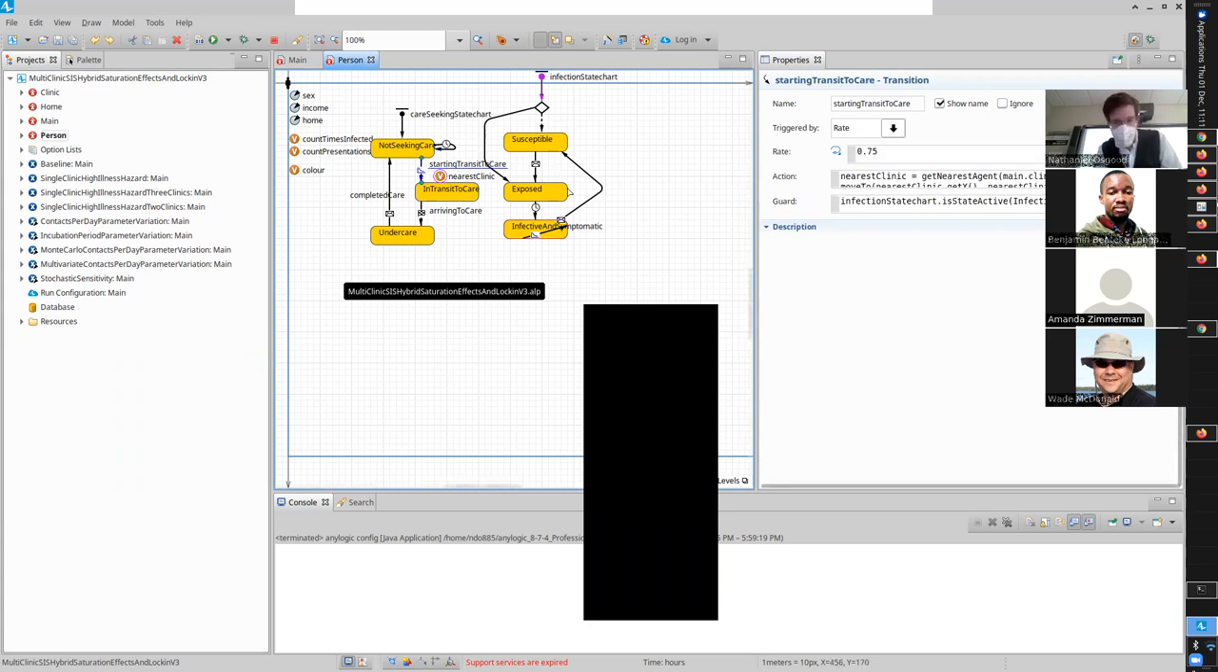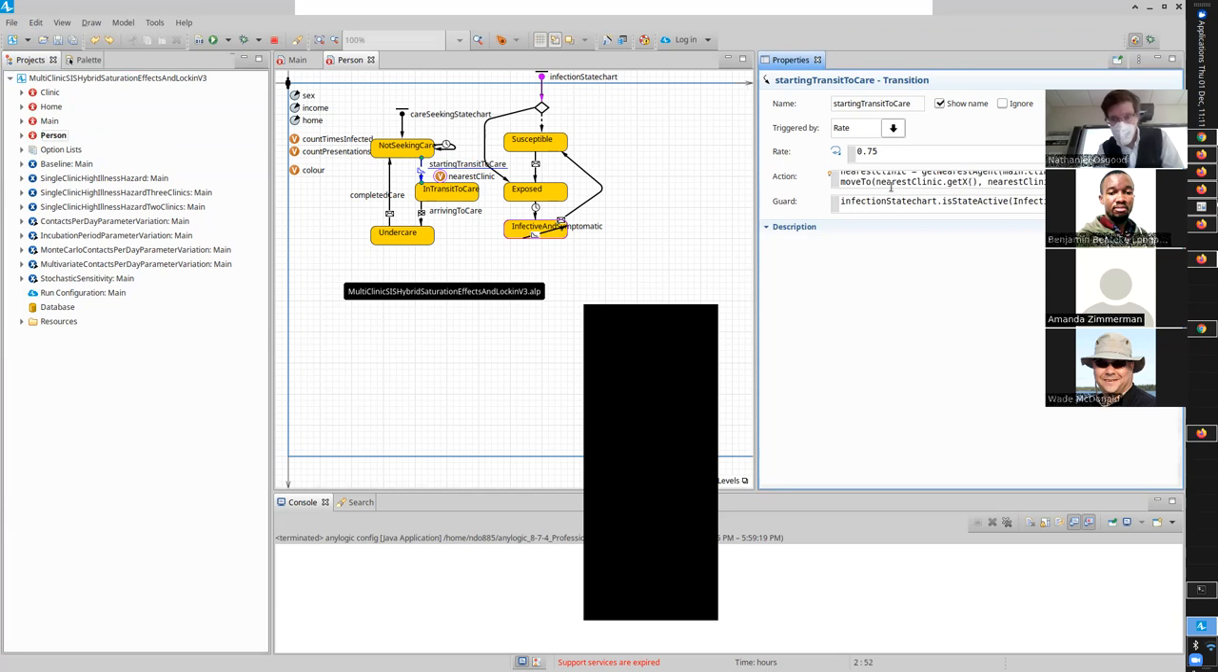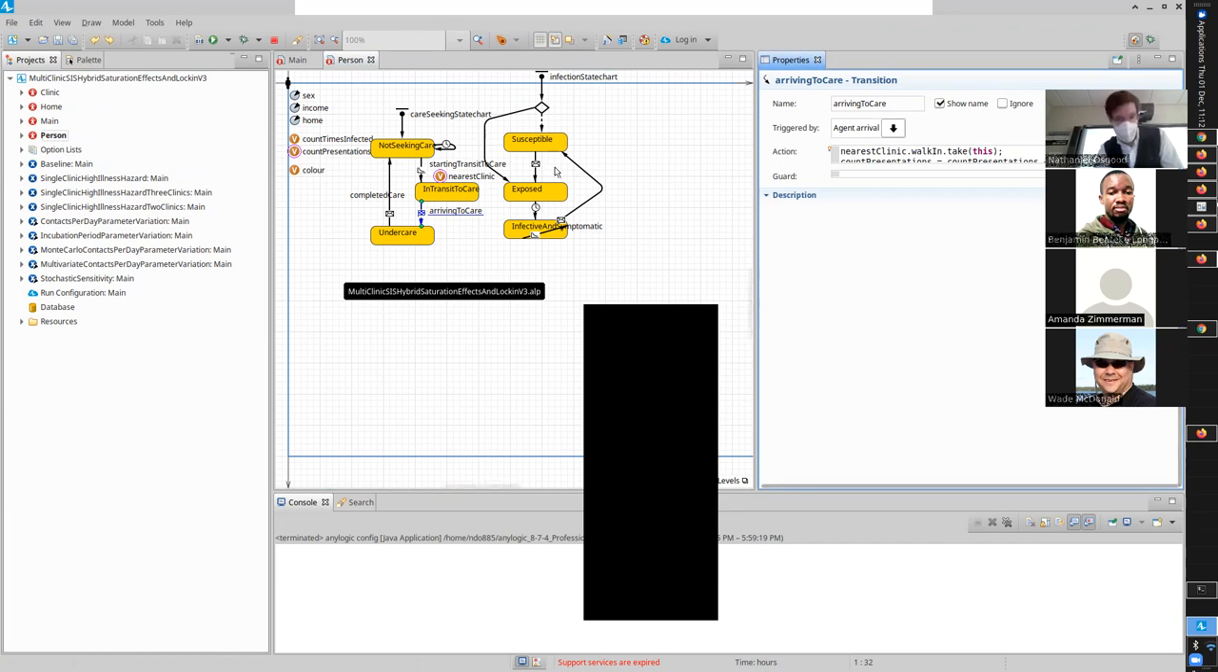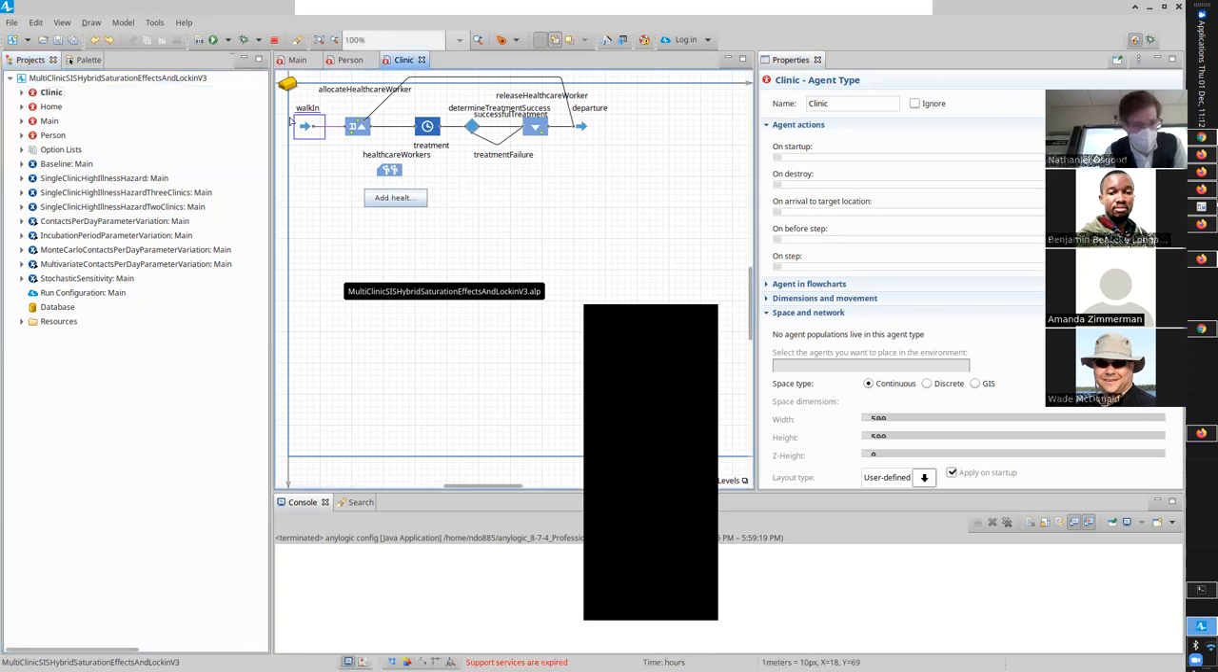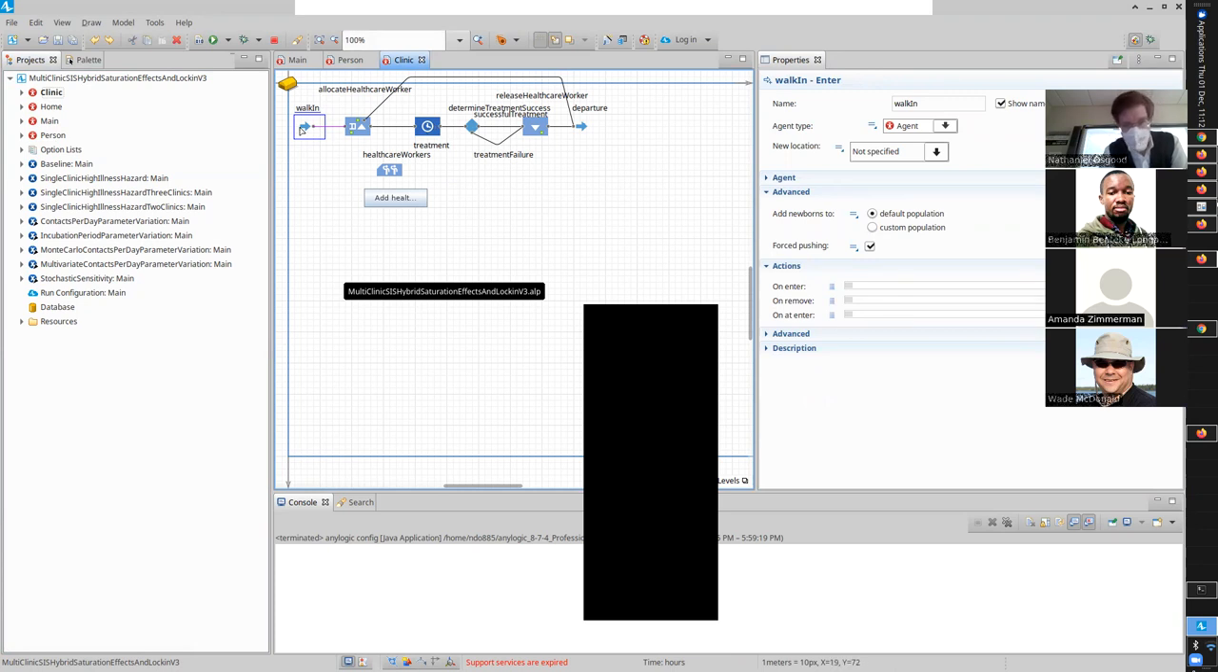In any case, they will seek out care if they are infective and symptomatic, in which case they will move to the nearest clinic. They'll get the nearest agent of the clinics to them in space, and they will then head there. By so moving, they will approach the clinic, and once they arrive, they will enter the clinic. They will walk into the clinic. This may seem odd phrasing, but they say to the clinic, hey, take me on. They're interfacing with this, saying, take me into your workflow. And that's what the clinic does.